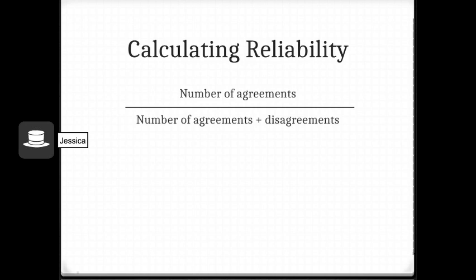Calculating the reliability is fairly straightforward. You're going to take the number of agreements and divide it by the number of agreements plus the number of disagreements, which would be your total articles.